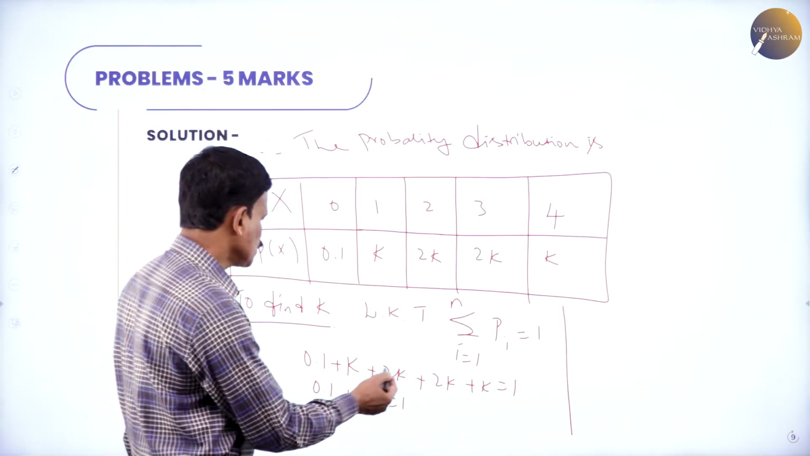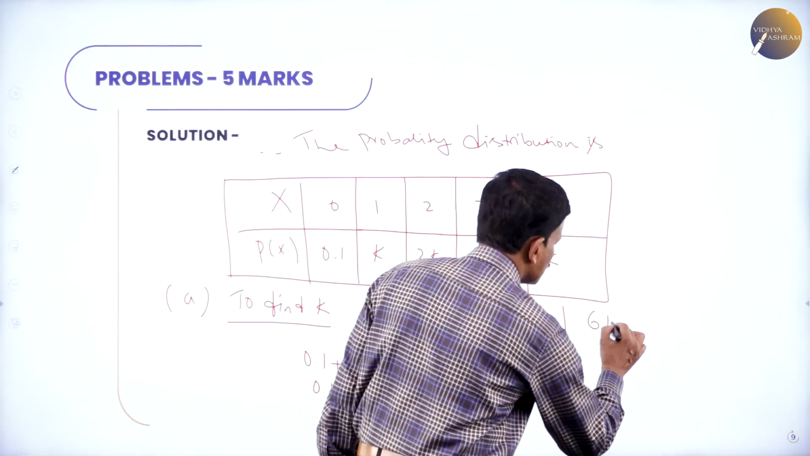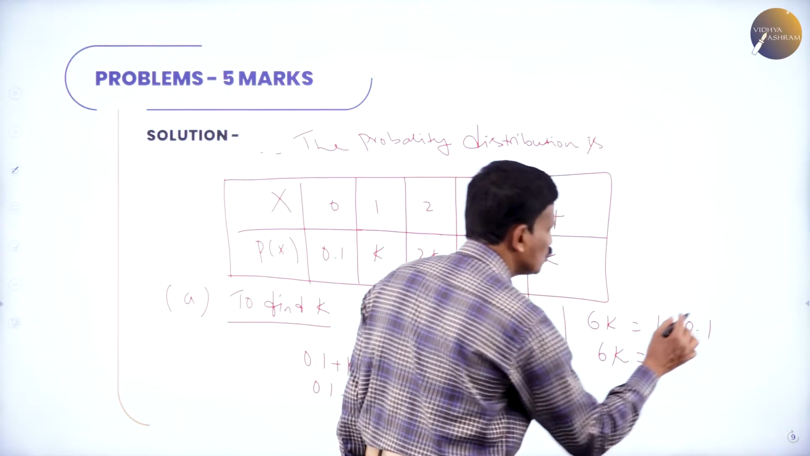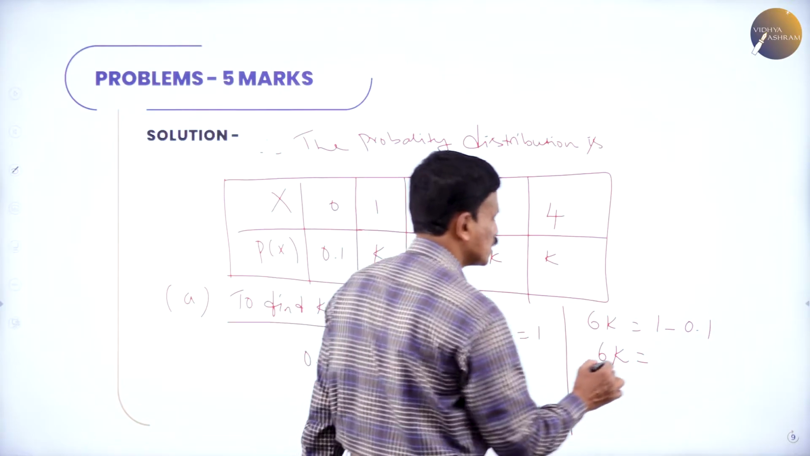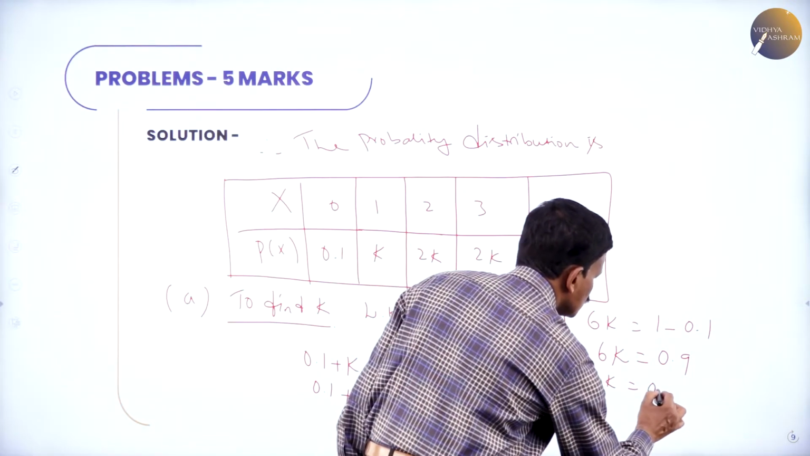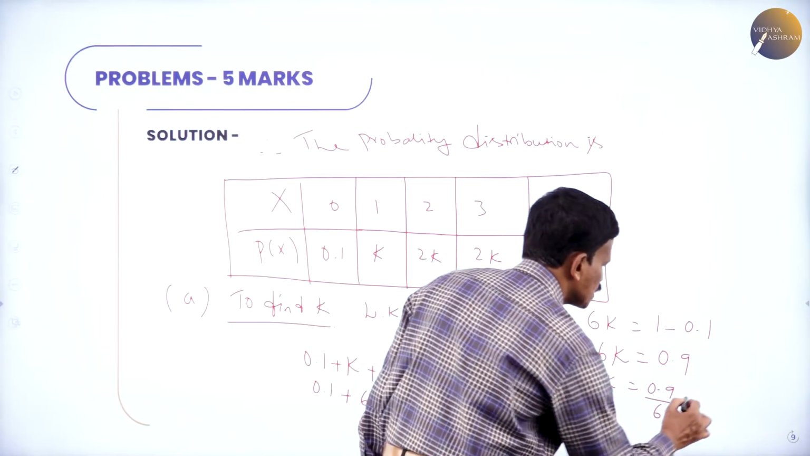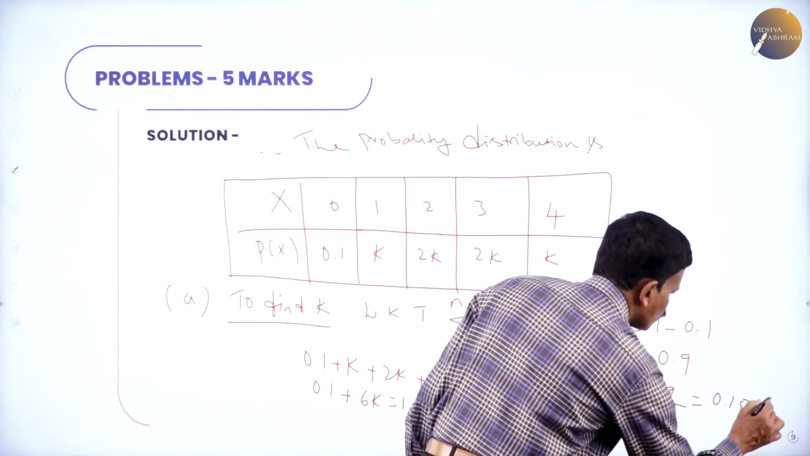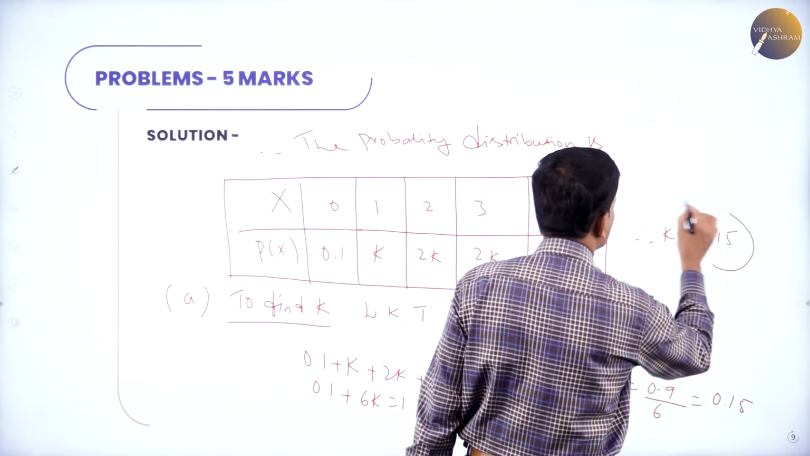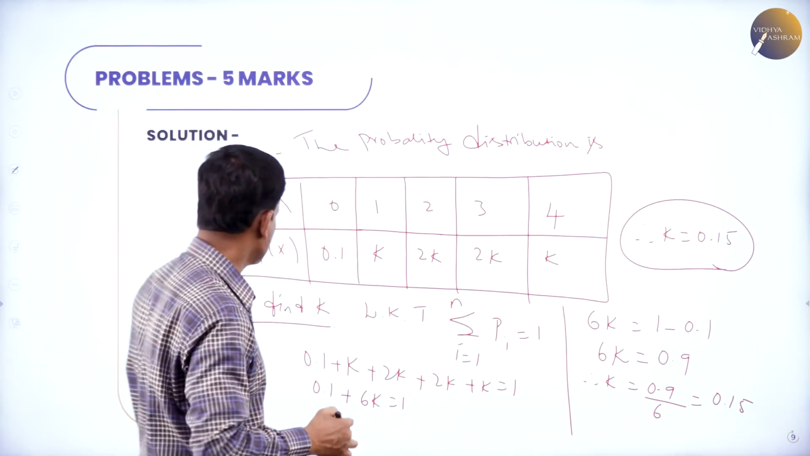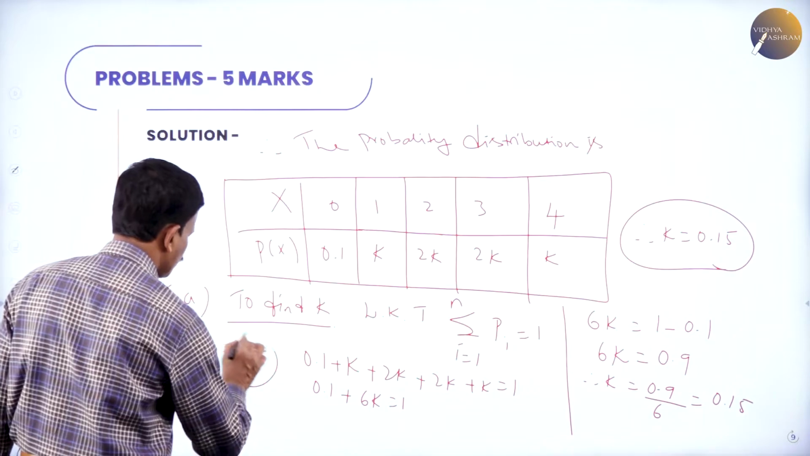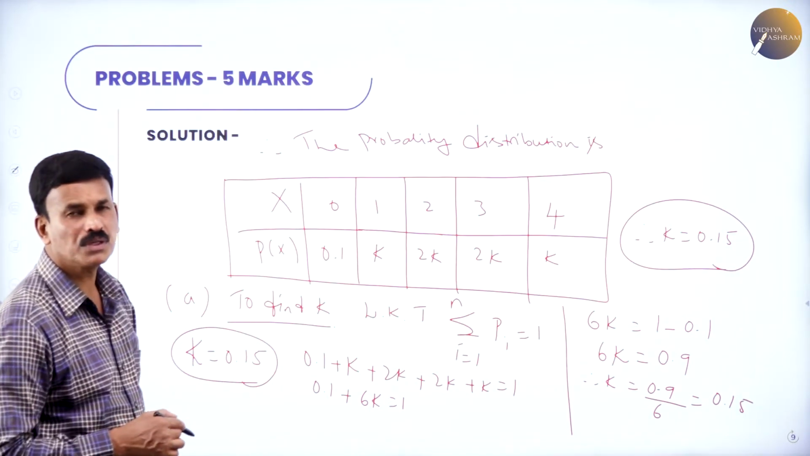So, therefore, 6k is equal to 1 minus 0.1. 1 minus 0.1 is nothing but 0.9. So, therefore, k is equal to 0.9 divided by 6, which is nothing but 0.15. So, the value of k is equal to 0.15.